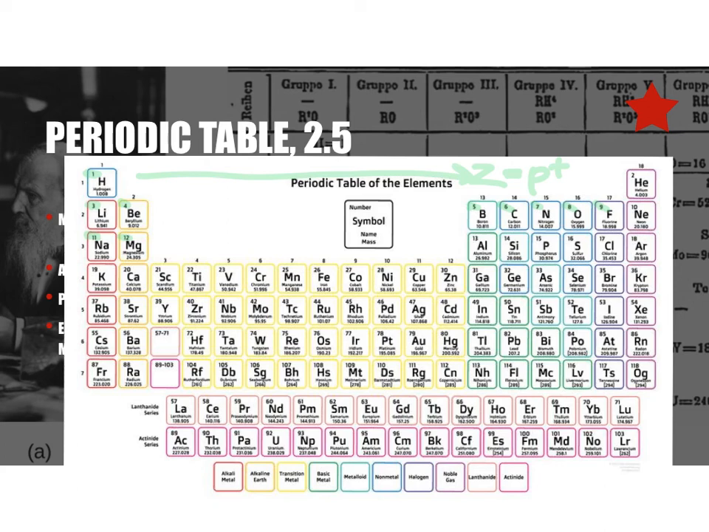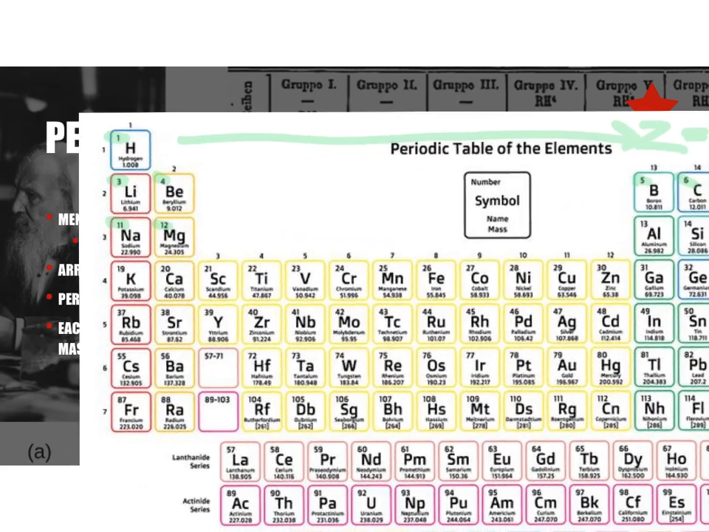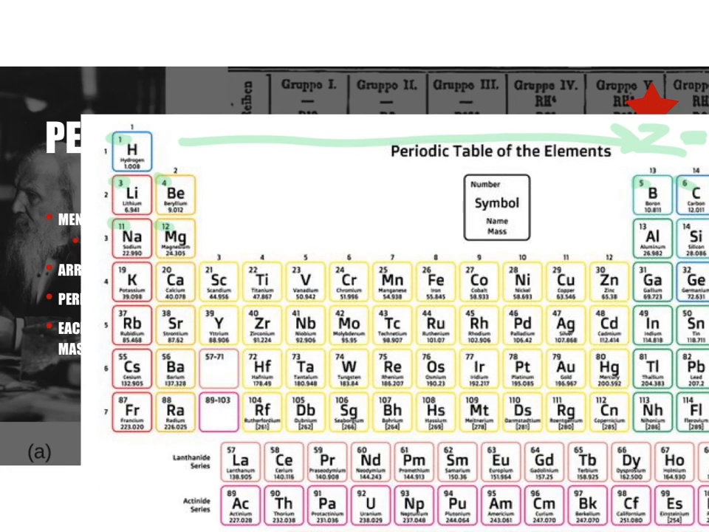Another piece of information is this number at the very bottom. So it's a decimal number. I'll blow it up a little bit more. So notice hydrogen is 1.008. Now I'm just going to give you a brief description of what this number comes from.